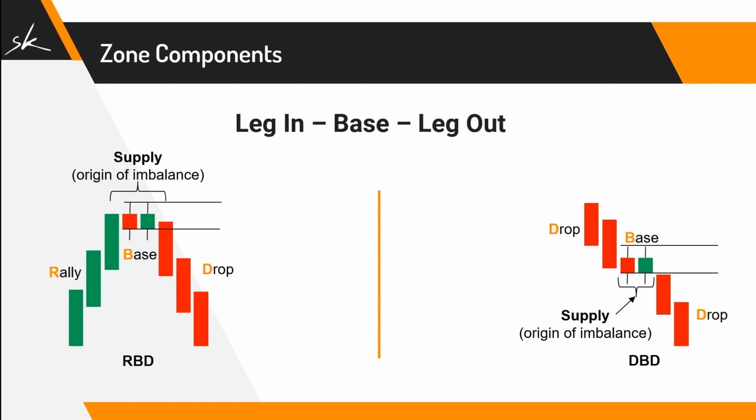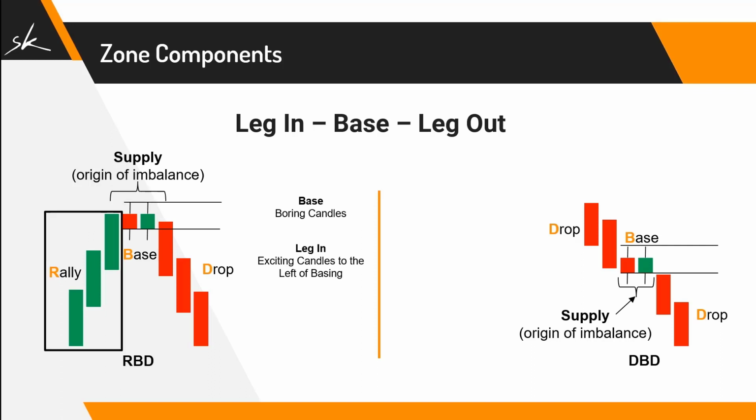The three components of a supply zone are leg in, basing, and leg out. Rally-base-drop. Basing: a boring candle will be considered as basing. Leg in: an exciting candle to the left of the basing will be considered as leg in.